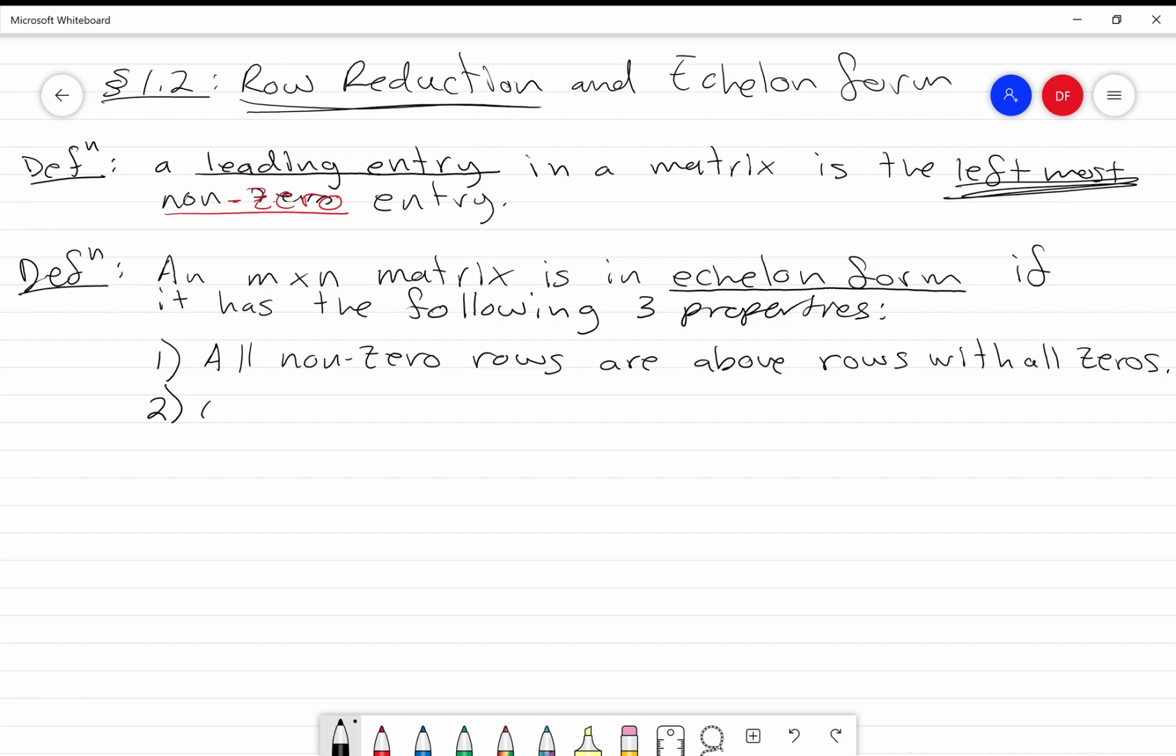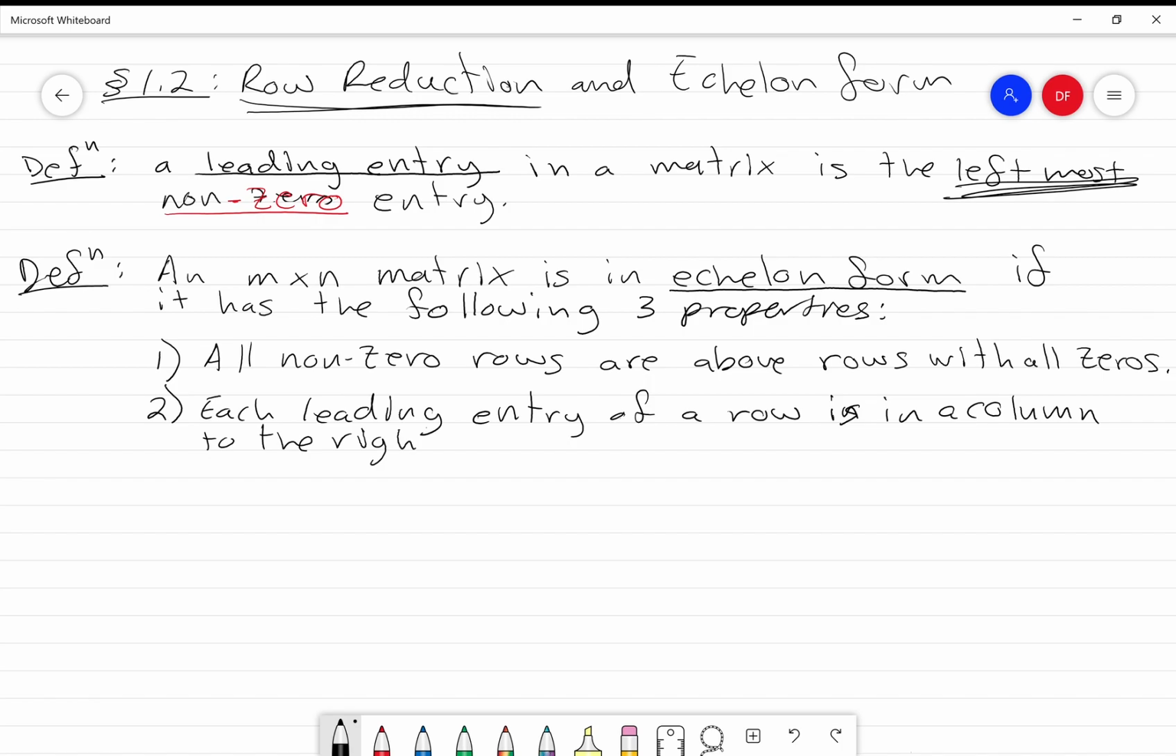Condition 2. Each leading entry of a row is in a column to the right of the leading entry in the row above it.